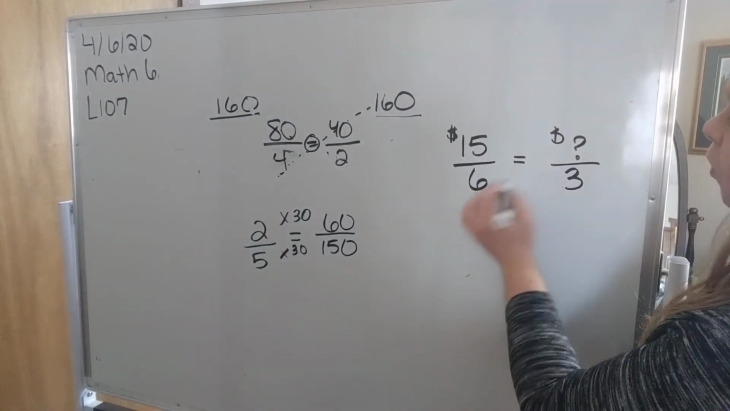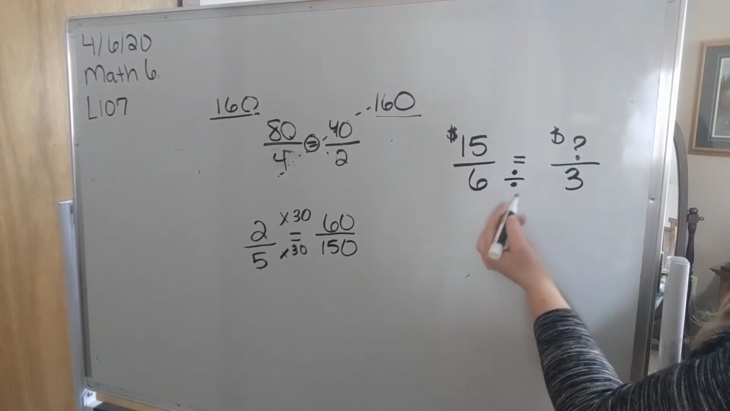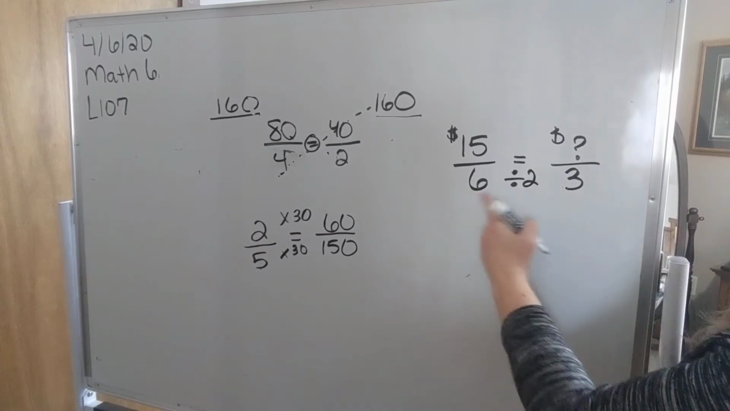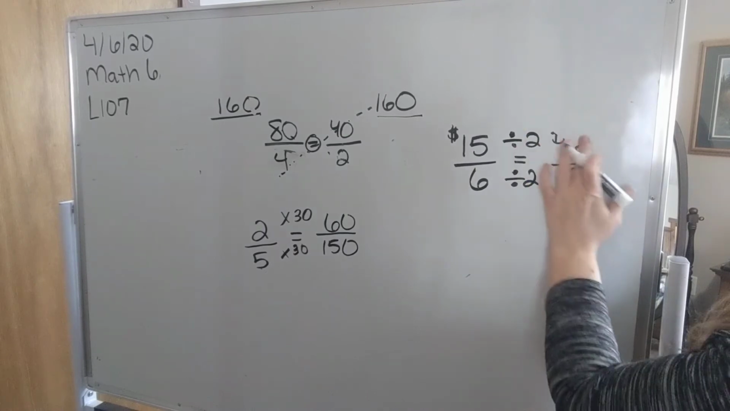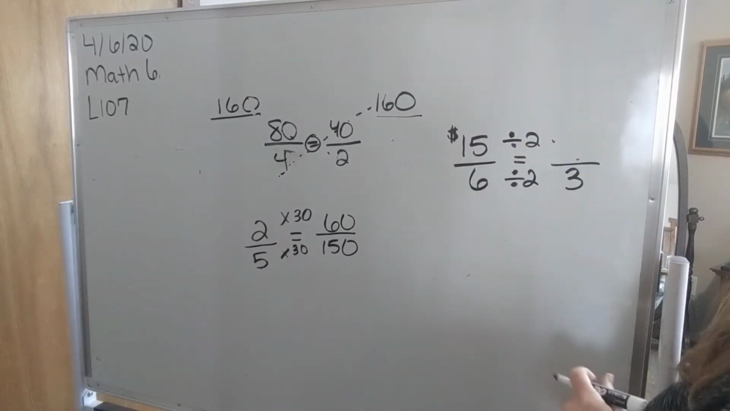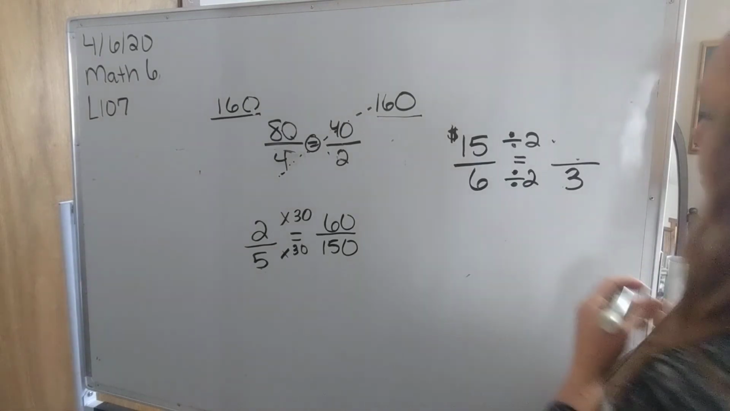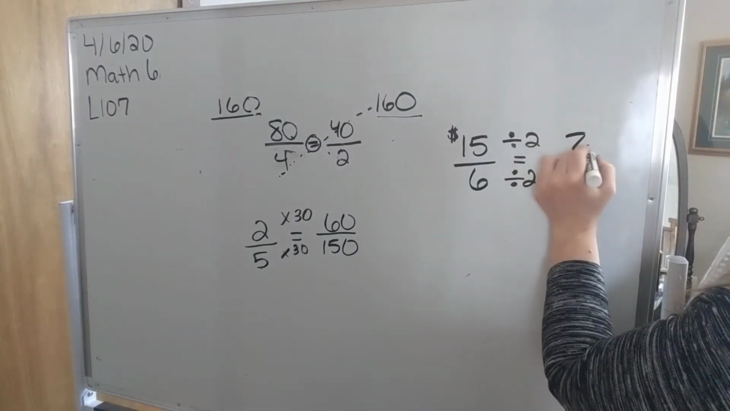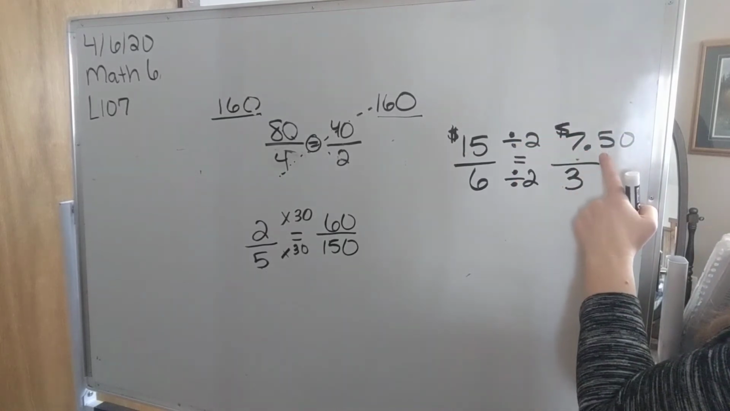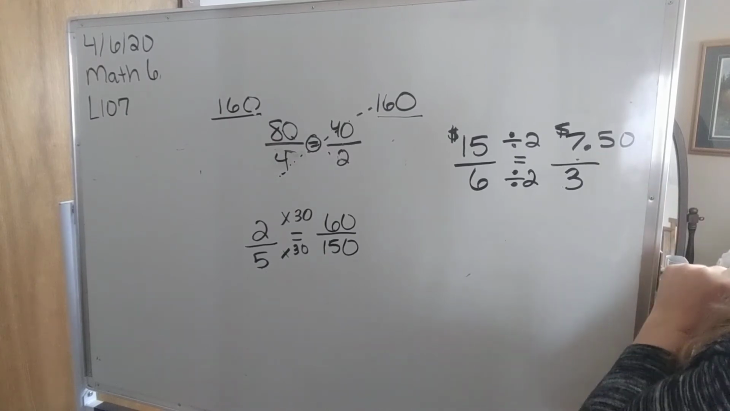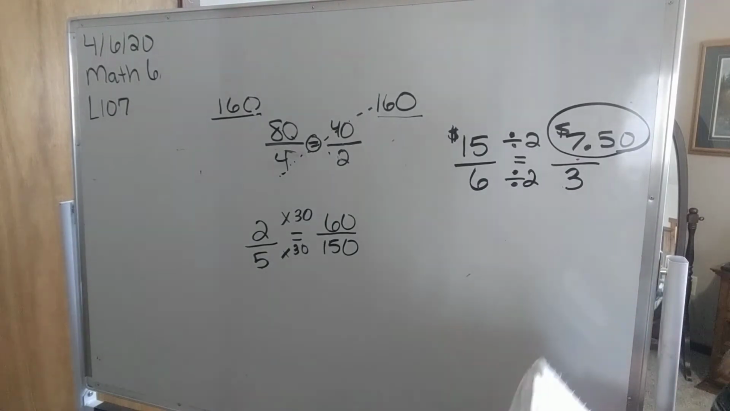So what we have to do is think, okay, well, I can't multiply because the number gets smaller, so I divide. What do I divide by? I divide by 2. 6 divided by 2 equals 3. So whatever I do to the bottom, I need to do to the top. Okay? And 15 divided by 2. Well, that's not quite as easy of an answer. But if we're talking about money, then we know that it would be $7.50. We wouldn't want to say 7.5, would we? Okay, so $7.50 is how much you would spend on 3 of those.